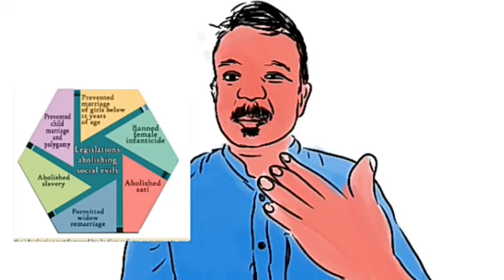The British government was forced to make legislations to stop the evil practices in India because of the social reform movements that started in India. It created a cultural unity among the people. That created nationalism, cultural nationalism.